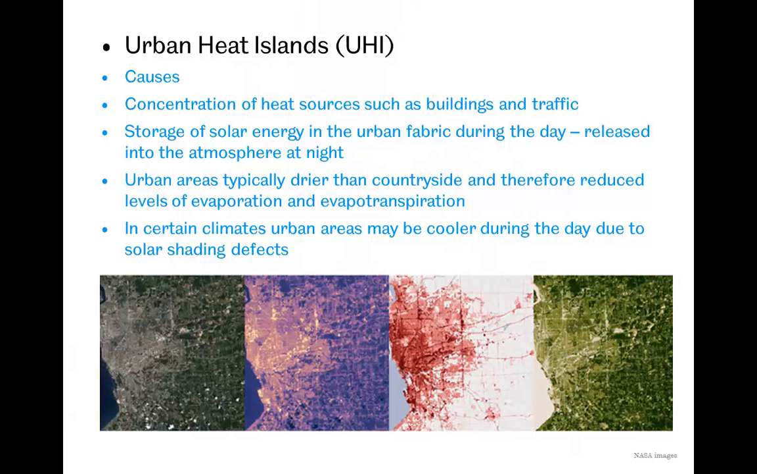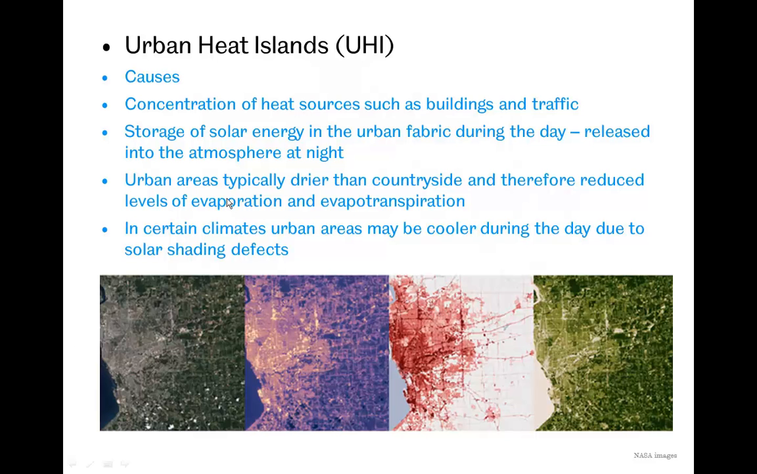Okay, so the causes. Concentration of heat sources such as buildings and traffic in city centres. The storage of solar energy in the urban fabric during the day, released into the atmosphere at night. So in a city, we have a lot of high thermal mass materials, we have concrete, we have tarmac. This absorbs the heat from the sun during the day, and then at night, it starts to release that heat. So even though the outside air temperature has cooled down, the city fabric is acting as a radiator, giving out heat.